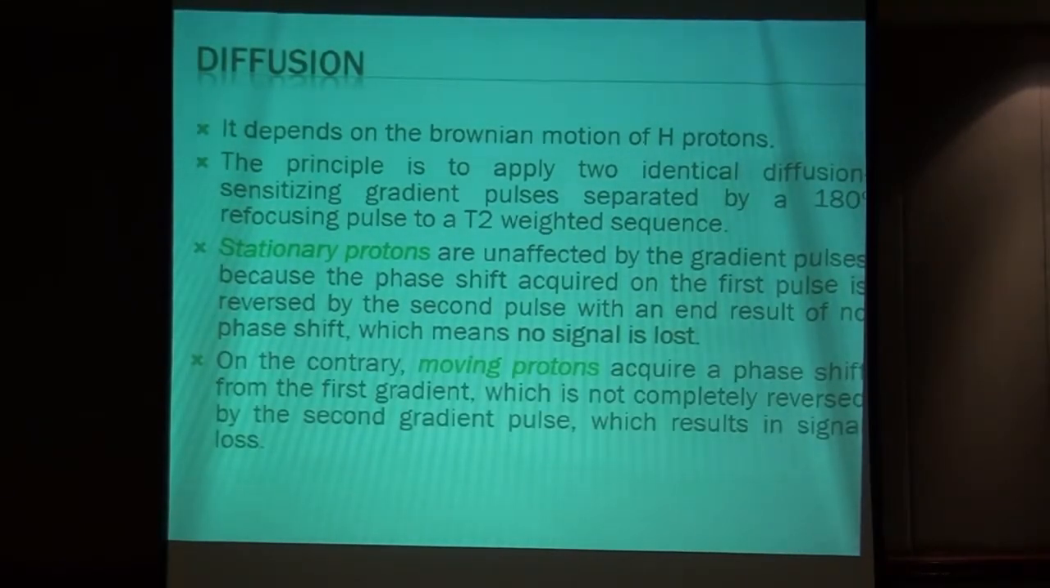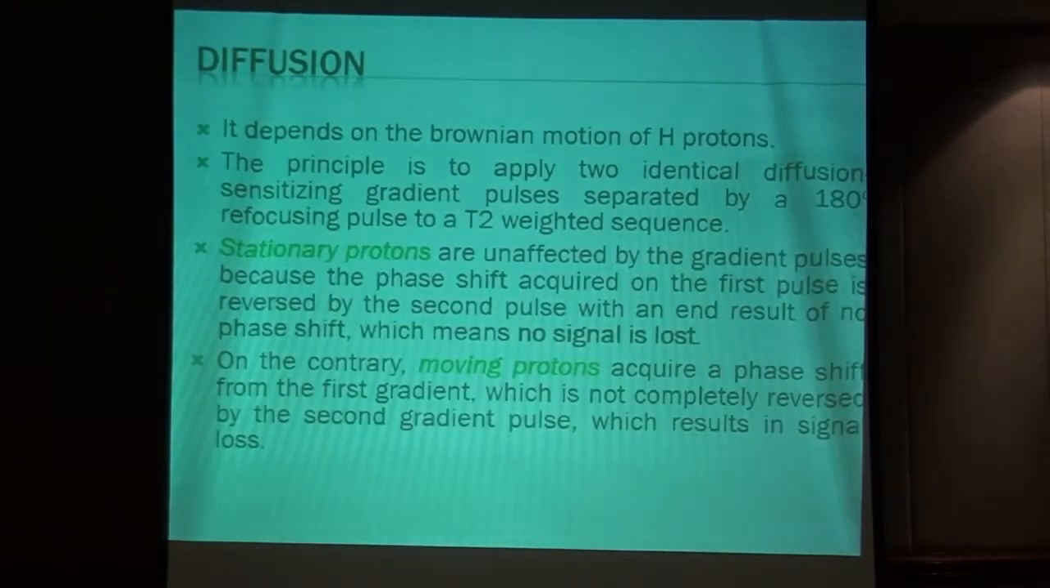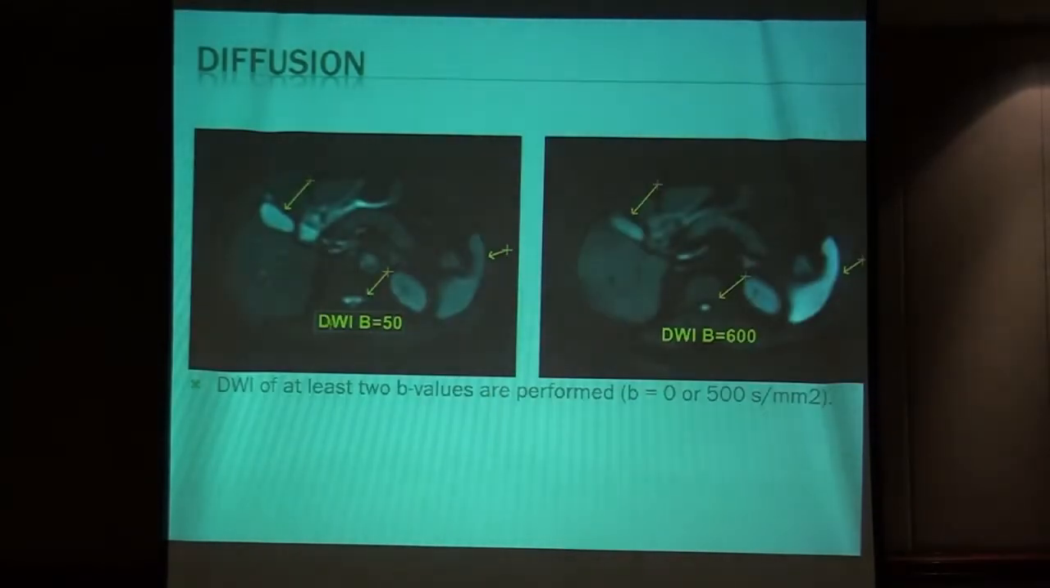While on the contrary, moving protons acquire a phase shift from the first gradient, which is not completely reversed by the second gradient pulse, which results in a signal loss. So the stationary protons will show no signal loss, and the moving protons will show signal loss.